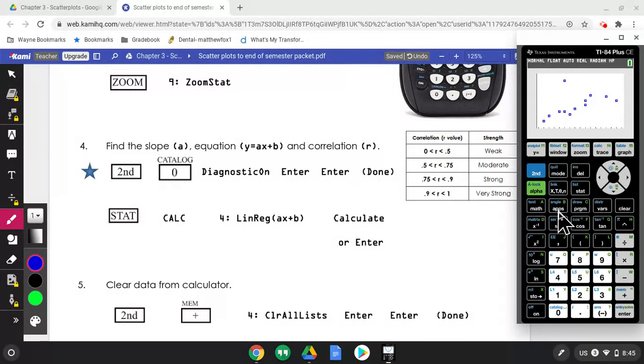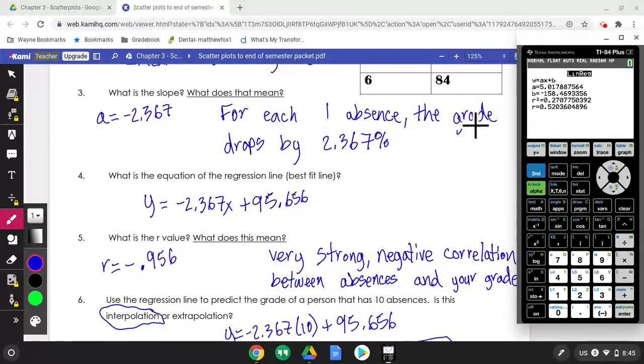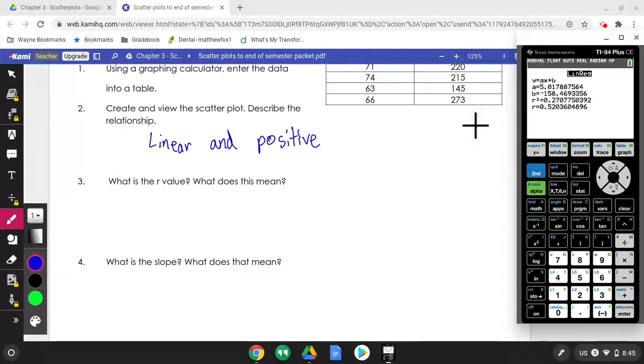Okay, so I'm going to hit stat, and then move over to calculate. Number 4 for linear regression, and it's got list 1 and list 2, which we already entered. Calculate gives us this information. So our R value in this case is 0.520.